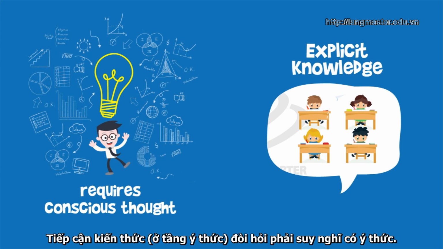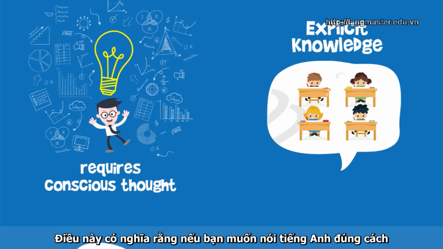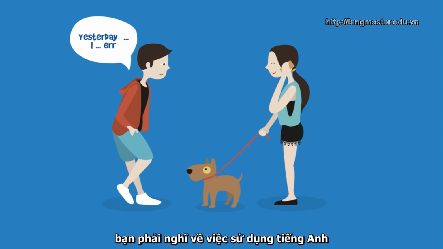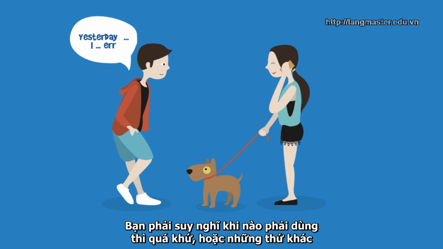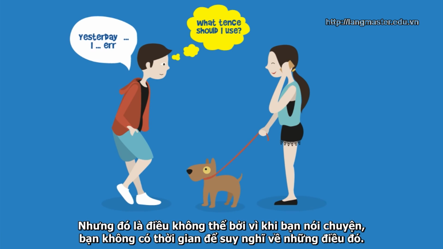Accessing explicit knowledge requires conscious thought. You have to think about the knowledge in order to use it. This means that if you want to speak English properly, you have to think about English. You have to think about whether to use the past tense or something else. You have to think about how to form a sentence properly. But that's impossible. When you speak, there's no time to think about any of that.